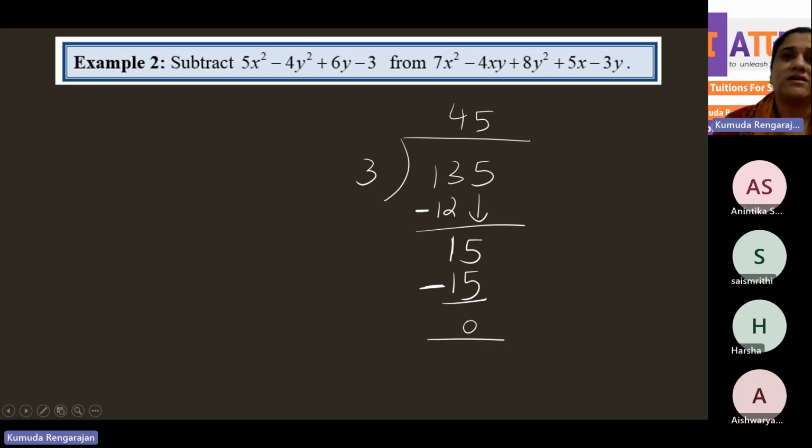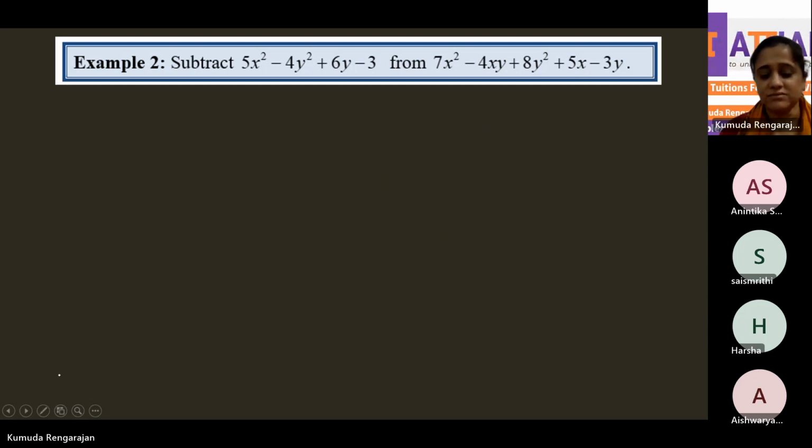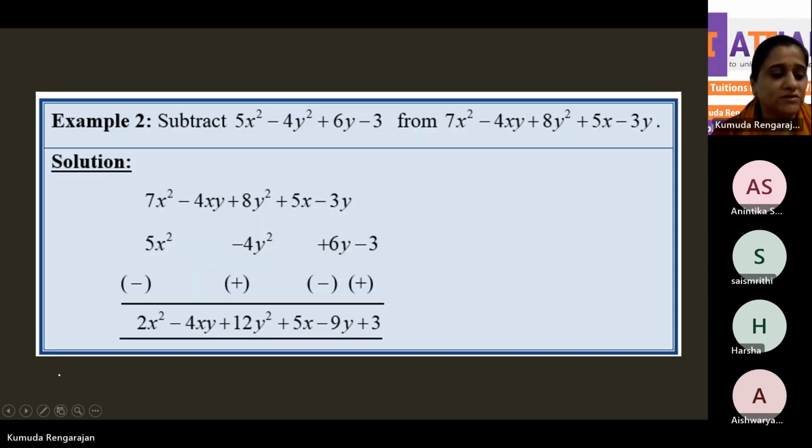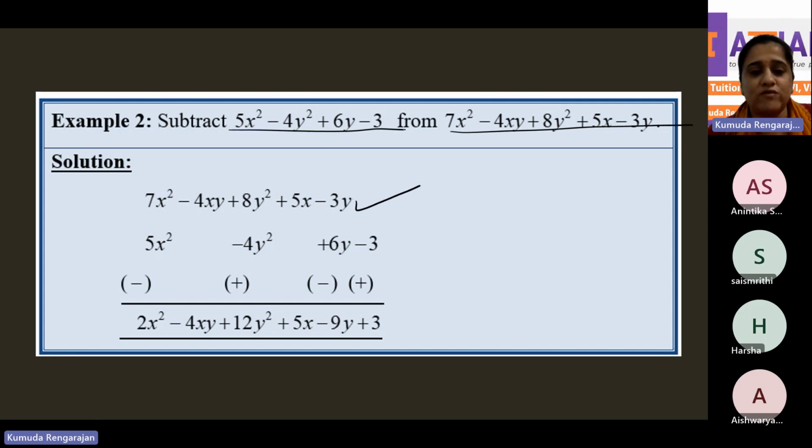So remember that we've always been doing this. Subtraction means you have to change the signs. When you have to subtract, in the bottom row, you're changing the sign. Do the same thing here. This is the expression after 'from', and this is the expression before 'from'. And in the bottom row, change the signs. Plus 5x square becomes minus 5x square. Minus 4y square becomes plus 4y square. Plus becomes minus, minus becomes plus.